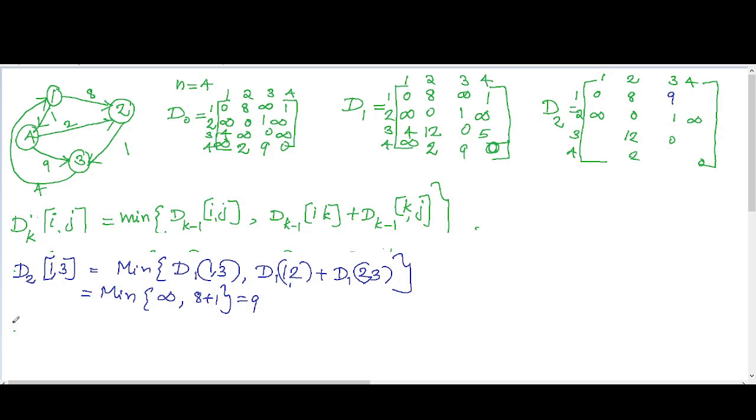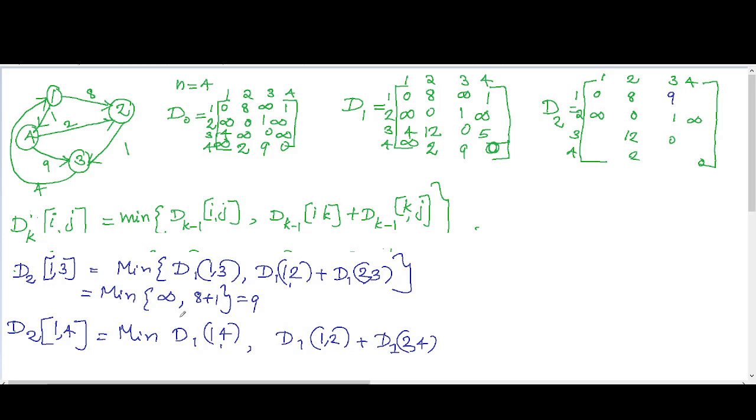Okay. So similarly, what is our D2 of 1, 4? So D2 of 1, 4 is minimum of D1 of 1, 4, comma D1 of 1, 2 plus D1 of 2, 4. Okay. So this is equal to the minimum of, what is D1 of 1, 4, 1, then 8 plus infinity. Okay. So that is equal to 1. So you can write 1 here.